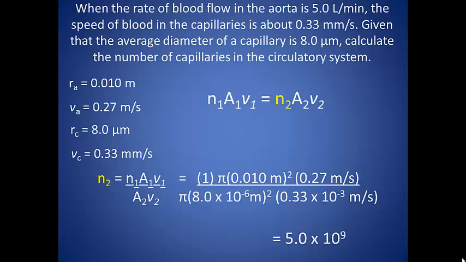Notice how much slower blood moves through the capillaries than it does through the aorta. This makes sense if you think about why you have capillaries in the first place, which is to allow gas exchanges in the blood. So do you think that number is reasonable? 5 billion capillaries in your body? Kind of cool.